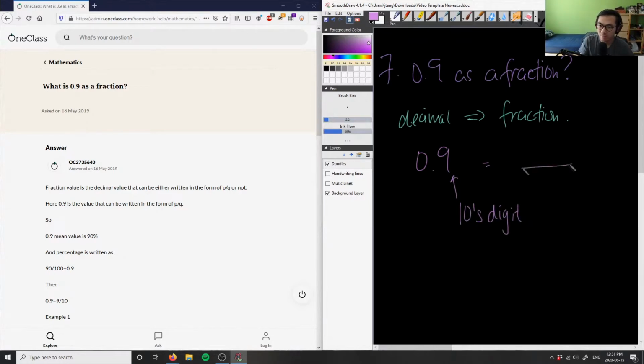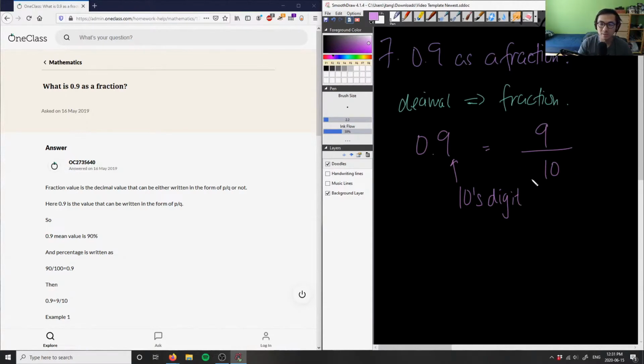So you can say that the denominator is going to be 10, and the numerator is simply just the decimal. So whatever is in the place, which is going to equal 9. So this here is our fraction for 0.9, right? And again, 9 over 10 is the reduced form, so we don't have to reduce this any further. So therefore, I can say 0.9 is 9 over 10 as a fraction.